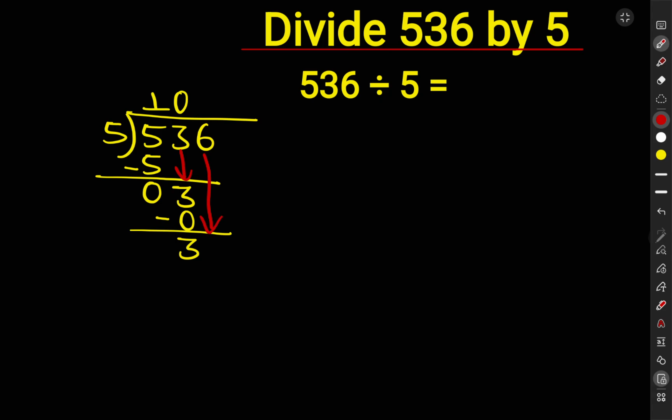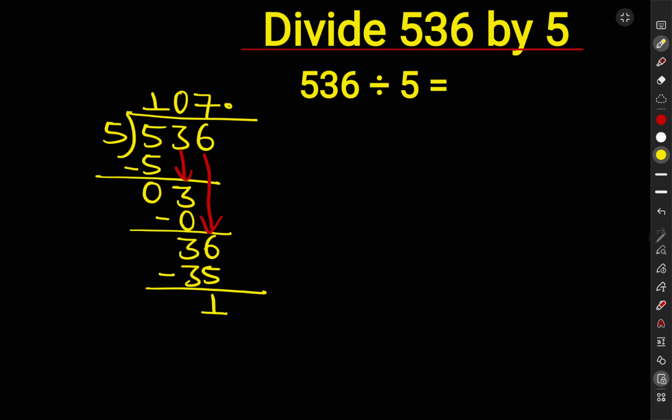So again we put down this 6 and it is 36. 5 times 7 is 35. On subtracting we get 1. So now we have no other number to put down.